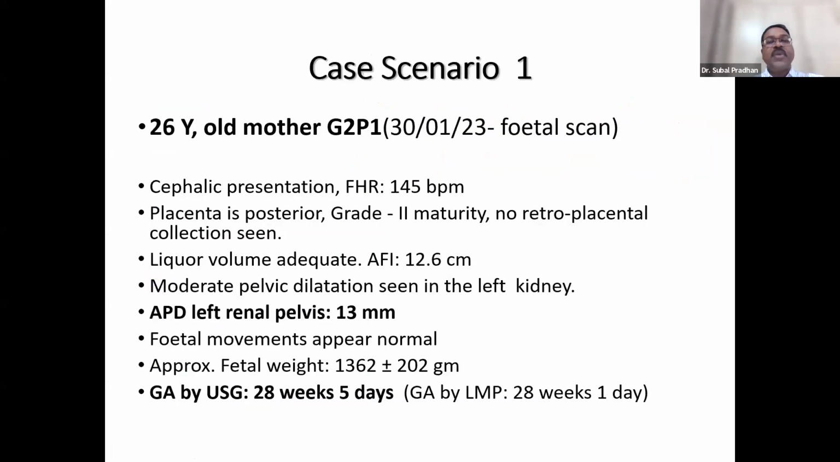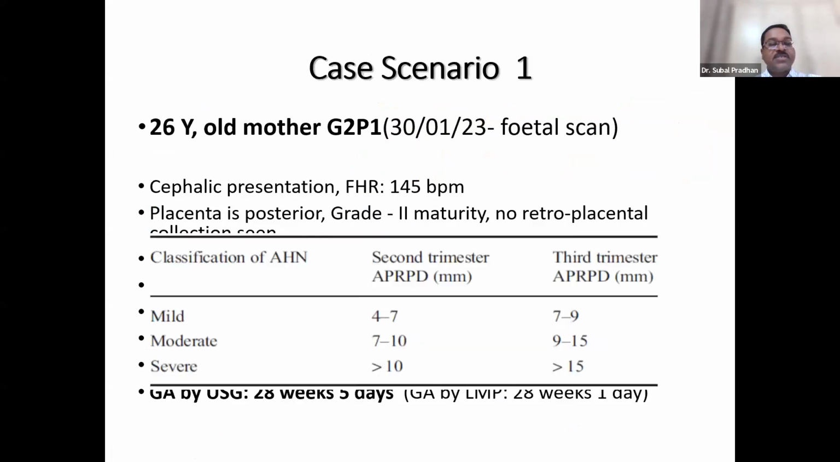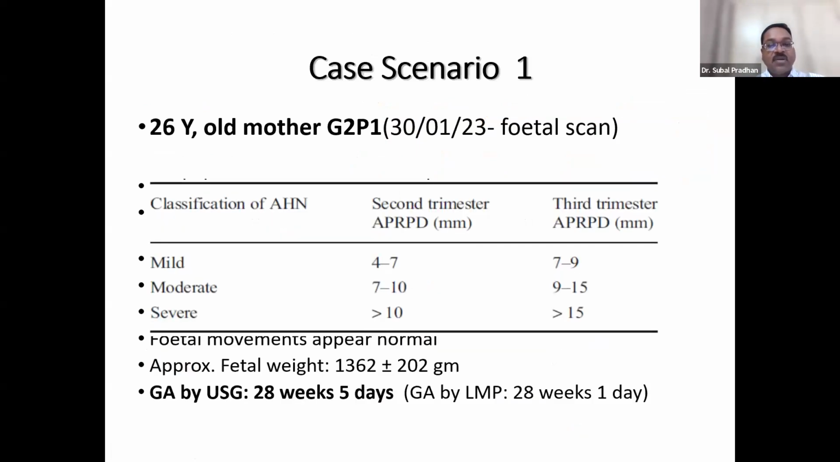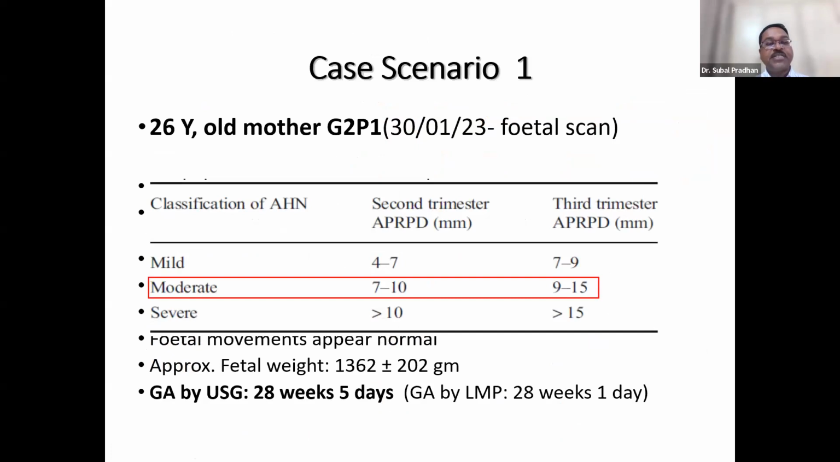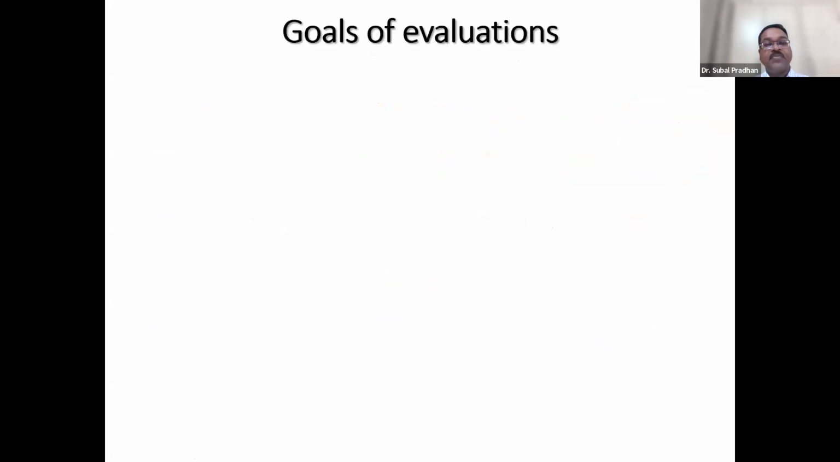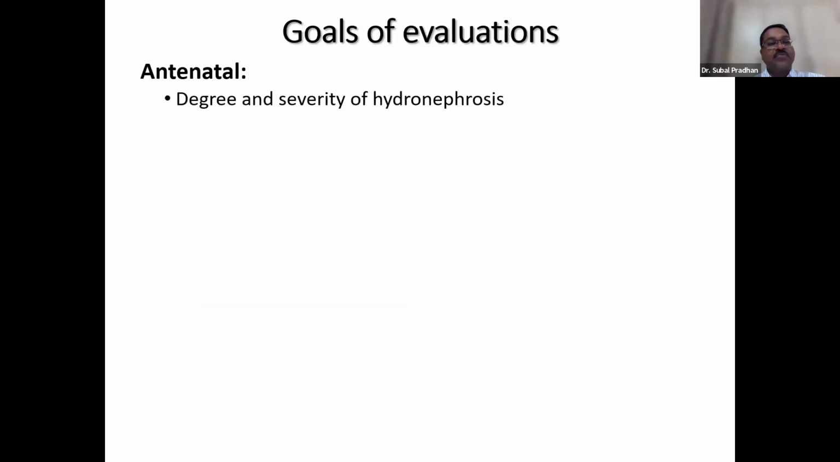goal for evaluation? Coming back to the case scenario, this fetus has, as per the SFU grading system, moderate left renal pelvic hydronephrosis. So what should be our goal for evaluation? Antenatally, we should look for the severity and degree of hydronephrosis, and also look for associated major congenital anomalies.